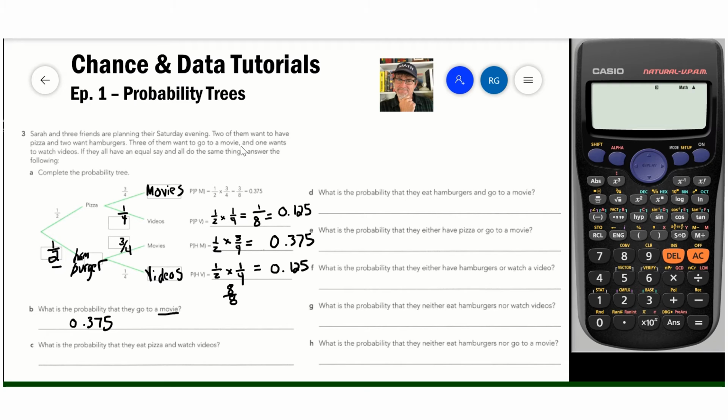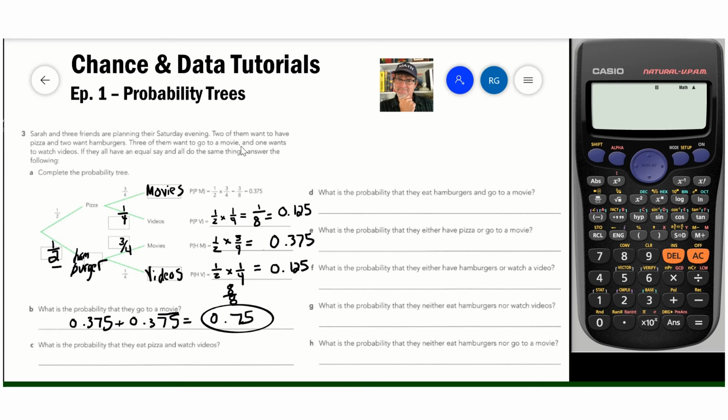And then if you look, we got another one right here, another one that's movies, and that's 0.375 also. 0.375 plus 0.375. Well, when I see 0.375, I think of that as 3/8. So if I'm doing 3/8 plus 3/8, I know that's 6/8, and I know 6/8 is 0.75. That's the probability that they go to a movie.